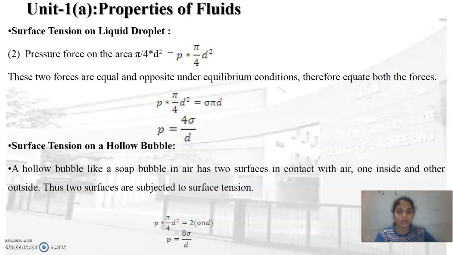Therefore, equating these two forces to determine the relation between the surface tension and the intensity of the pressure, intensity of the pressure can be determined from the relation 4 sigma upon d. From this relation we can also determine the expression for the surface tension, which equals p d upon 4.